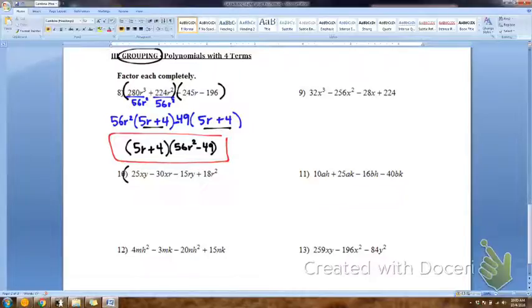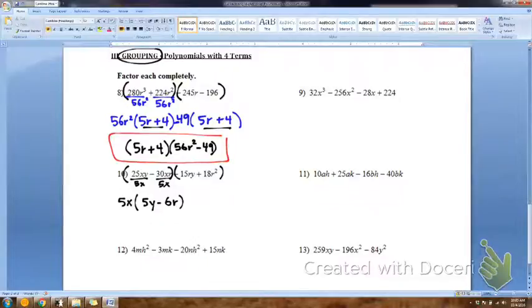So let's go ahead and group the first 2 and group the second 2. And let's pull out what they have in common. I'll give you a minute. So we can pull out a 5x here, which leaves me with 5y minus 6r.